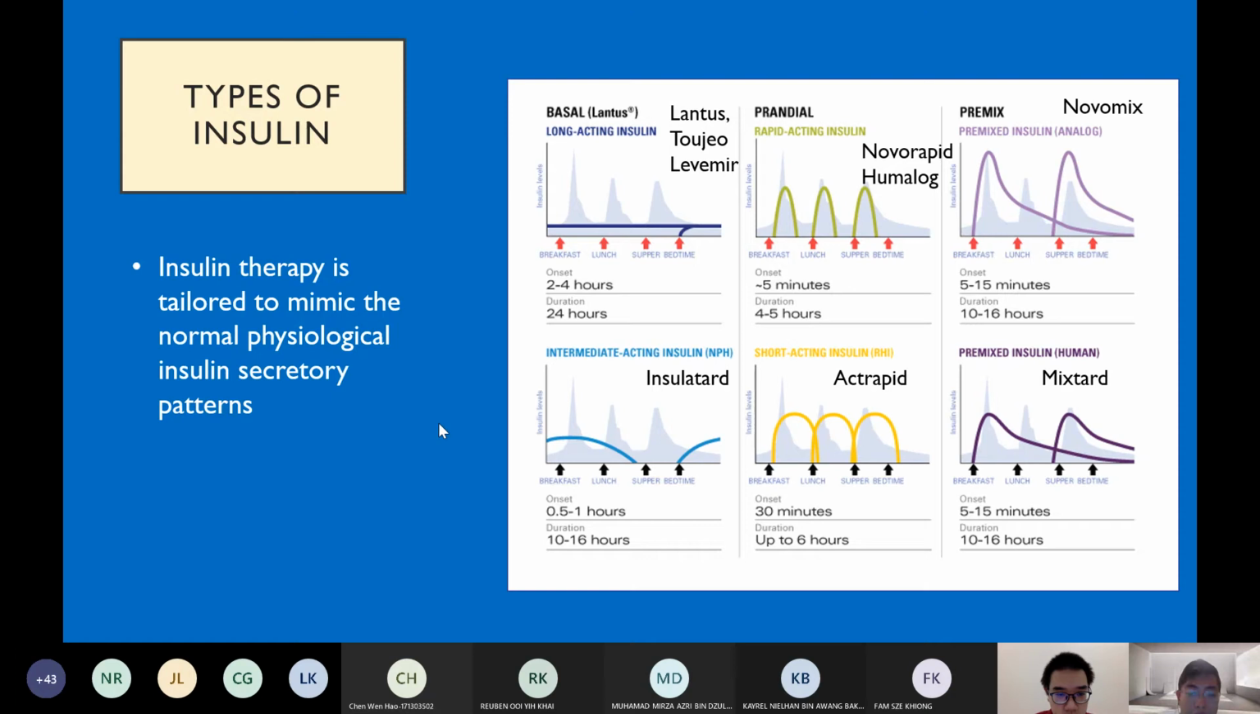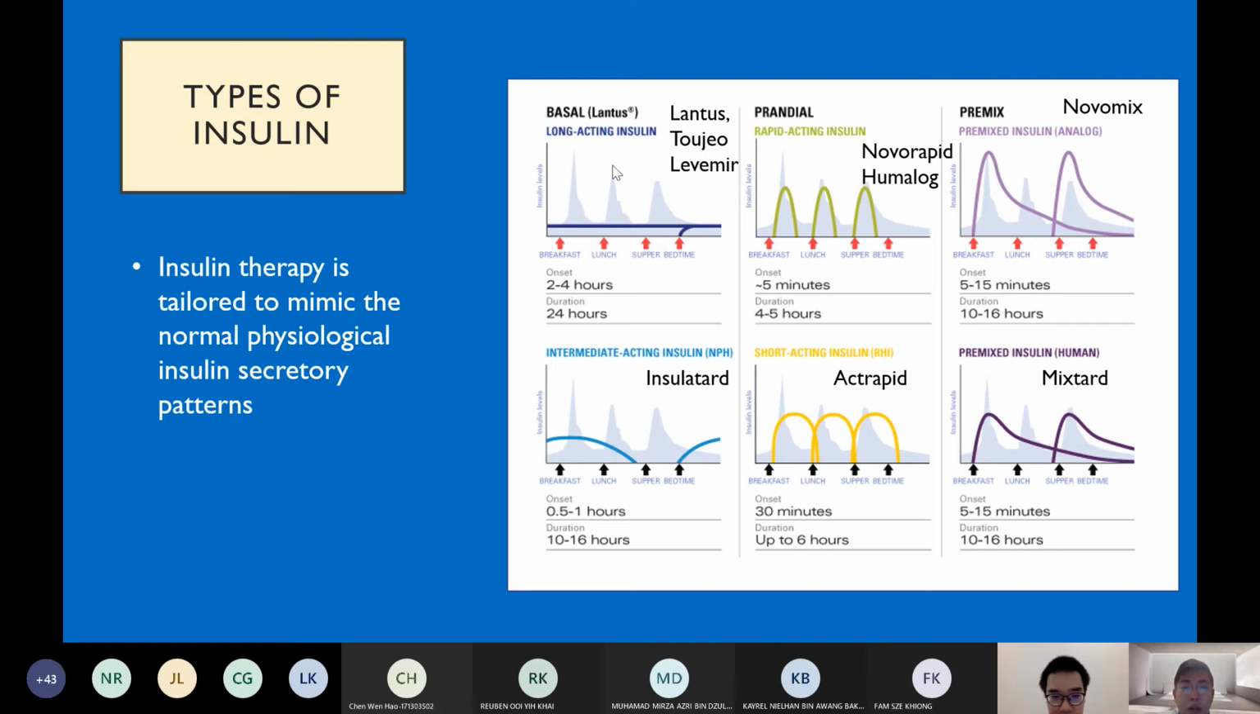Whereas for Insulatard, which is very commonly used, the duration of action is around 10 to 16 hours, and the onset of action is half an hour to 1 hour. And for your prandial insulin, commonly used is your Actrapid. The onset is around 30 minutes. That's why we always ask the patients to inject it 20 to 30 minutes before their meals. And the duration of action will last for up to 6 hours.